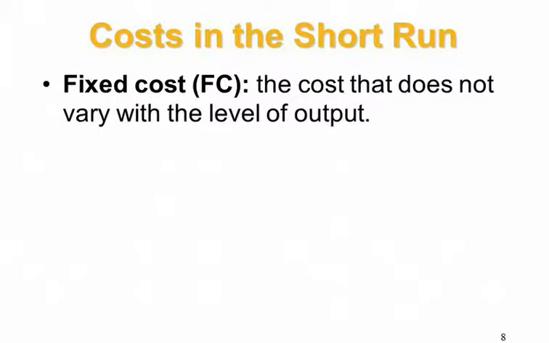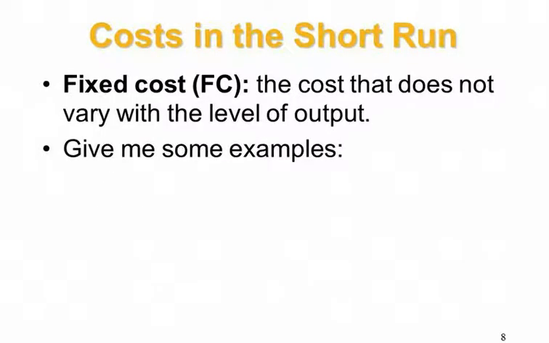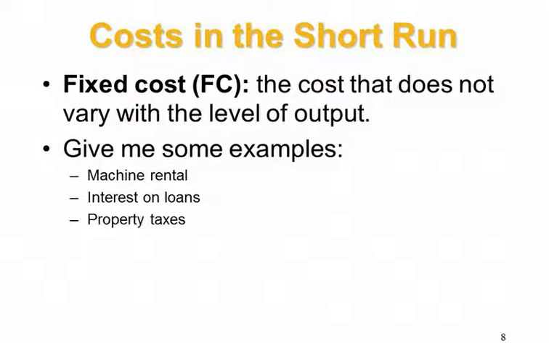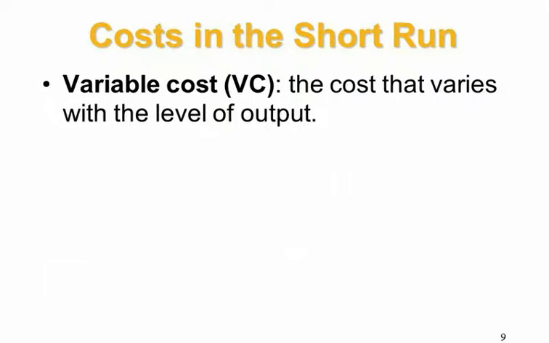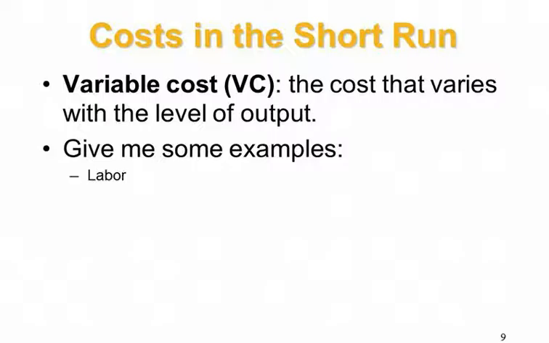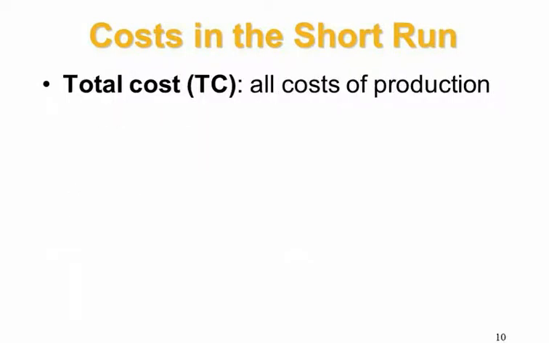Now, as we said, fixed costs don't change with output, and machine rentals, interest on loans, property taxes, insurance payments are examples of fixed costs. Now, variable costs do change with output. Here's some: labor, energy, materials. We need more of these as we produce more, so the costs change. And you take your fixed costs, you add it to your variable costs, and you get total cost. That's the simple total cost equation.